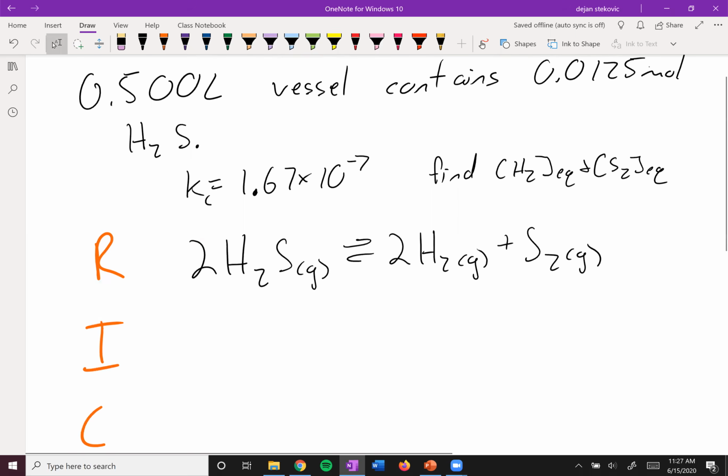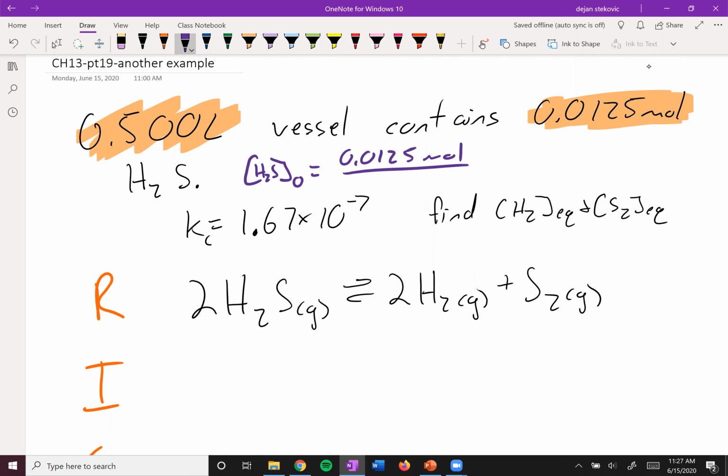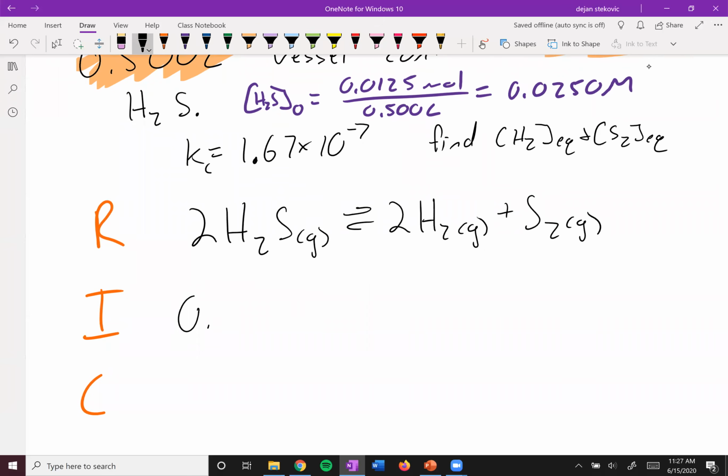And so we write out ICE, and then we want to write in some initial concentrations. However, this problem gives us a volume and an amount, right? That's not a concentration. A concentration is amount over volume, right? So we can say that the initial concentration of H2S is going to be equal to 0.0125 moles over 0.500 liters, right? If you didn't do this step, you would end up getting the incorrect answer. And so the actual concentration here is 0.0250 molar, right? That's what we want to plug in here.